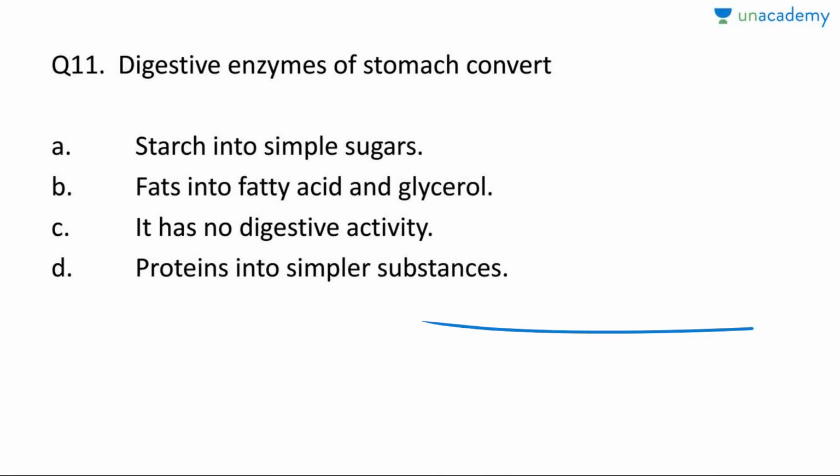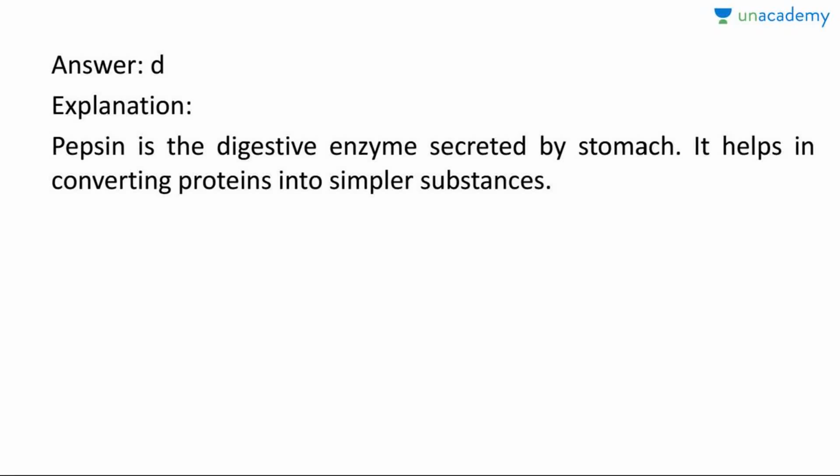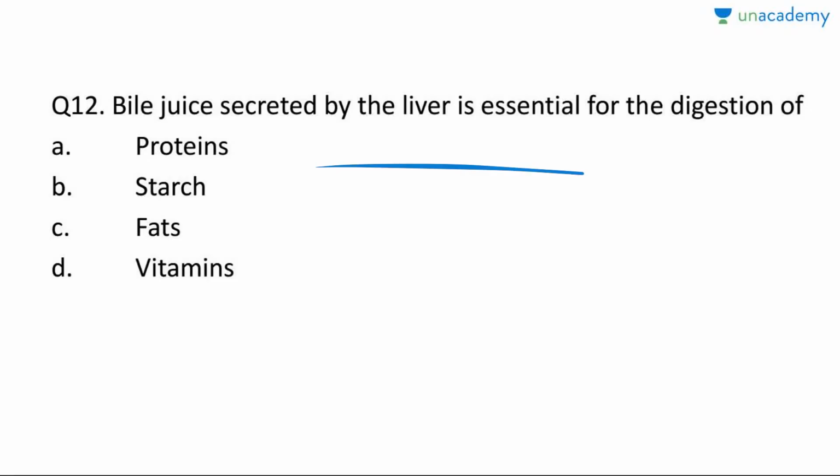Question number 11, digestive enzymes of the stomach convert which into which? So in the stomach, proteins are converted into simpler substances. Nothing else. Pepsin is the enzyme which is present in the stomach. So the answer here is D. So pepsin converts proteins into simpler substances.